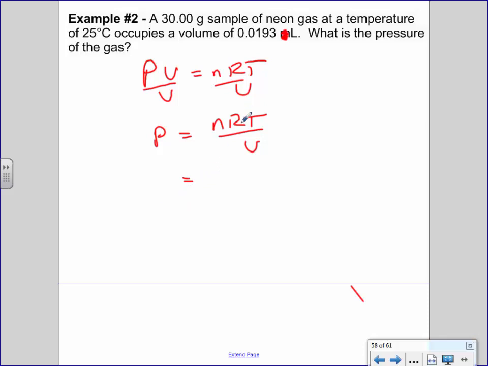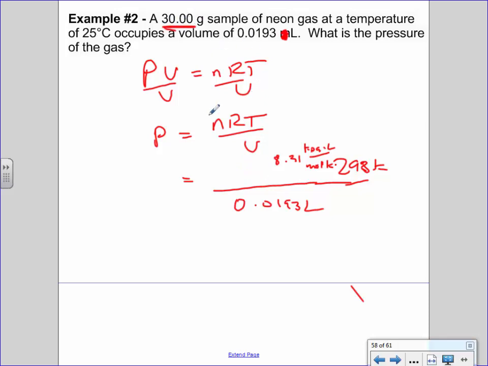So, okay, I know the volume is 0.0193 liters. The temperature would be 298 Kelvin. R is 8.31 kilopascal times liters over moles and kelvins. The one thing I don't have though is moles. How do I find moles?